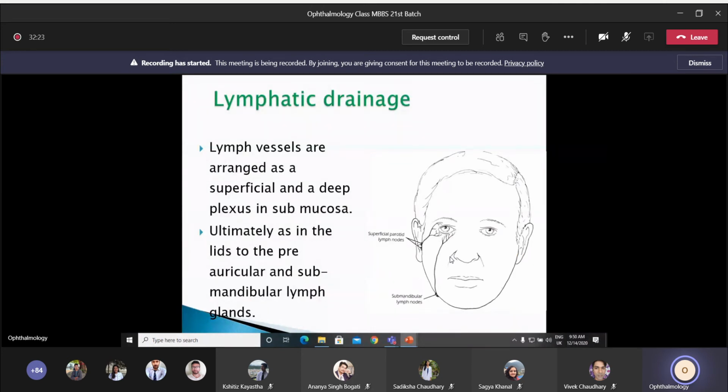So in case of conjunctivitis, especially in cases of viral, you have to palpate either the preauricular or the submandibular lymph nodes. Okay, so that's important from the viral conjunctivitis point of view. So that's about the lymphatic drainage into the preauricular and the submandibular lymph glands.